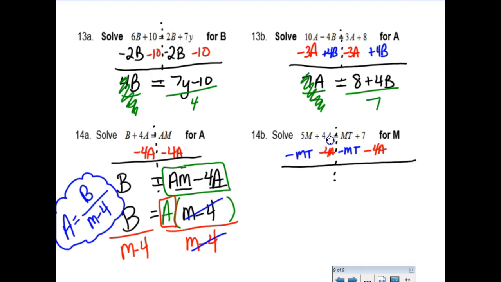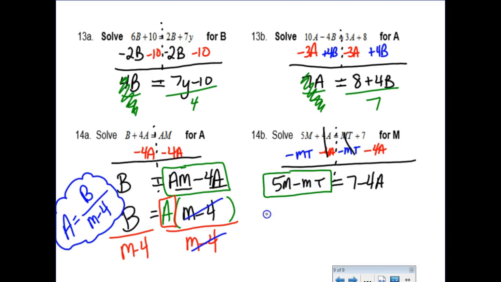Okay, bit of a problem though. These are gone. These are gone. 5m minus mt. Not like terms. So you just write down what I just said. 7 minus 4a. Also not like terms. So you just write down what I just said. Okay, keep your eye on the prize though, guys. We are trying to solve for m. There are too many m's right here.